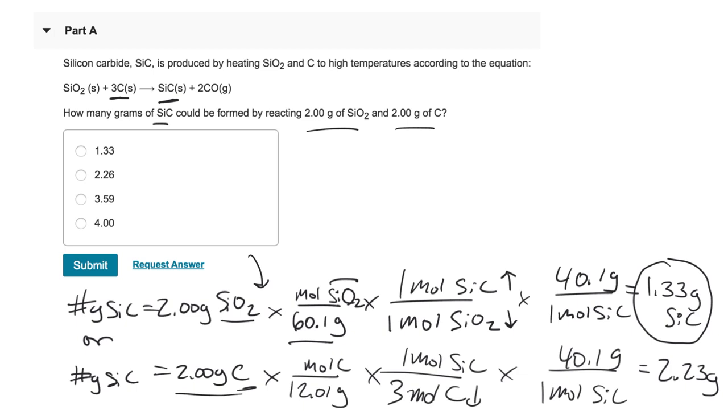Okay, so in order to get 2.23 grams of silicon carbide, I'm going to need more SiO2 to be present, because if I react all the SiO2, I only get the 1.33 grams of silicon carbide. To get to 2.23 grams, I need more SiO2 to have been present. So I will run out of SiO2. The reaction is going to stop when I hit 1.33 grams of silicon carbide.